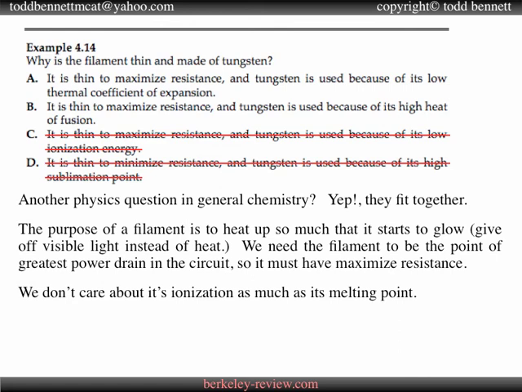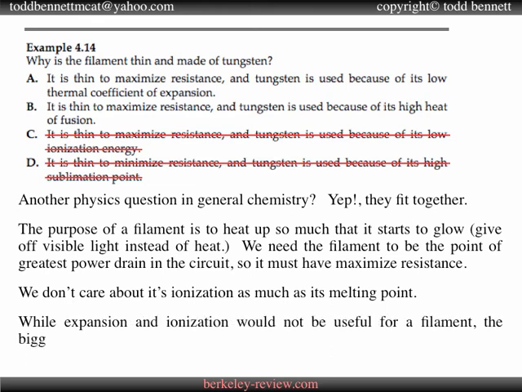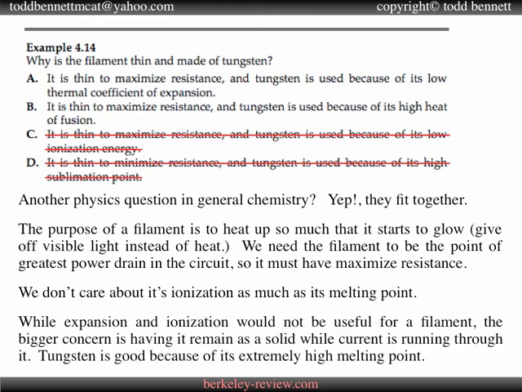So ionization, that's gone. It's a decision between, do we worry about if it expands or melts? The bigger concern is that melting would break the circuit, while expanding would weaken the circuit, but it would still work. So the best answer is because of the high heat of fusion, the high melting point. So the best answer, choice B.